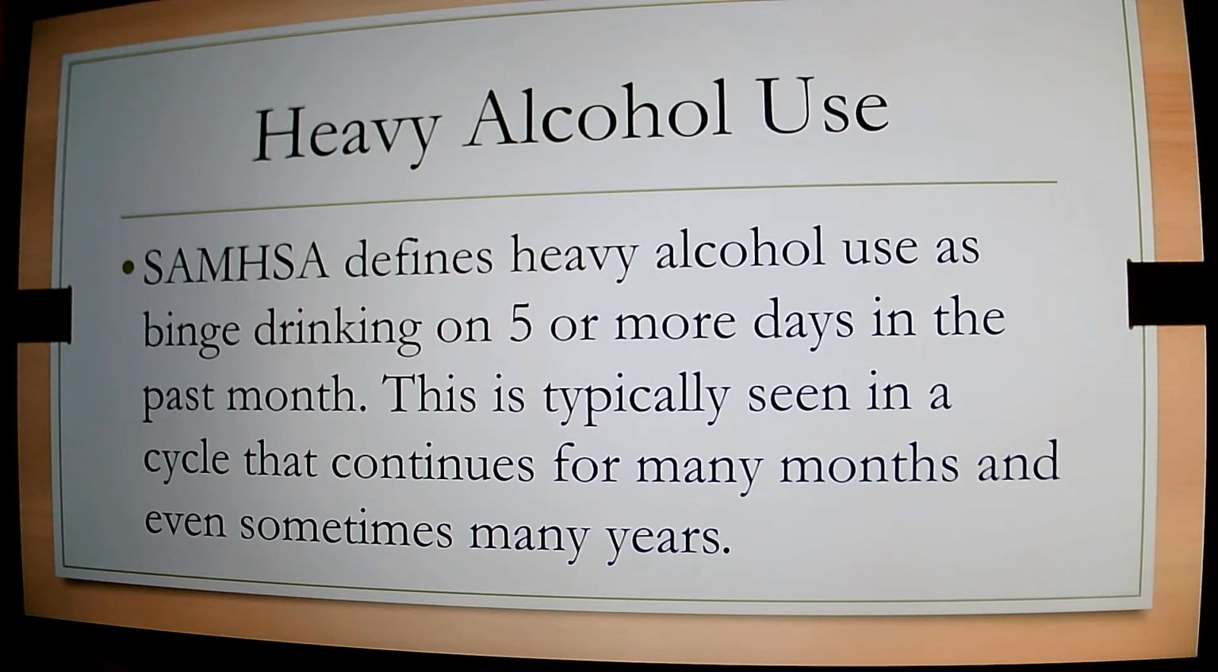The next type of AUD is heavy alcohol use, and SAMHSA defines heavy alcohol use as binge drinking on 5 or more days in the past month. This is typically seen in a cycle that continues for many months and even sometimes many years.